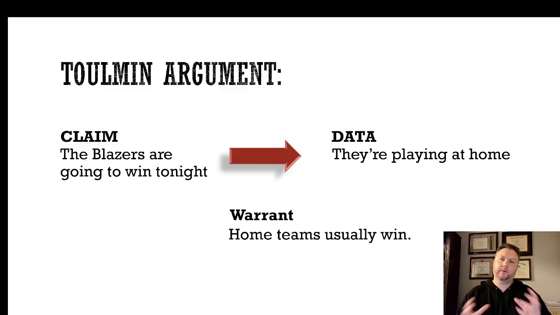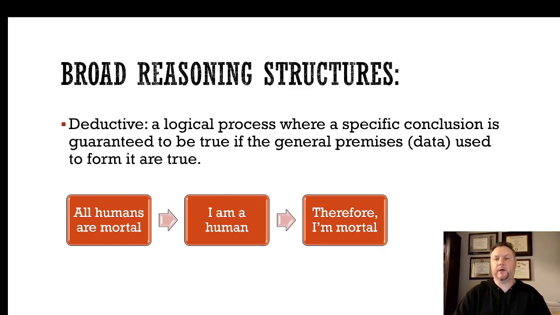So let's talk about some broad types of reasoning and some very specific types of reasoning. At a broad level, you've got inductive, deductive, and abductive reasoning. Let's talk about these first before we get into some more specific types. So what is deductive reasoning? It's a logical process where a specific conclusion is guaranteed to be true if the general premises, aka the data used to form it, are also true. In other words, if A is true and B is true, then it inherently means that C must be true as well.